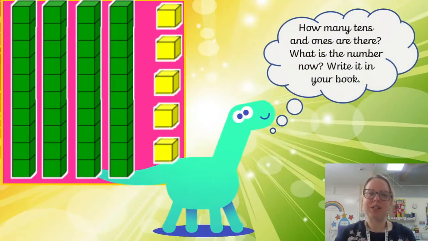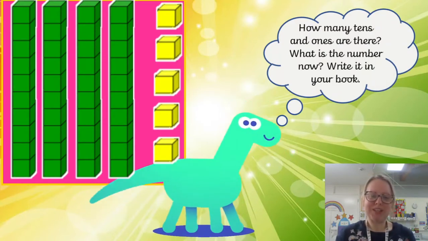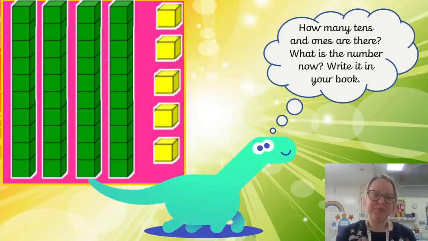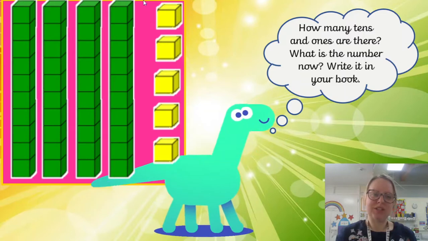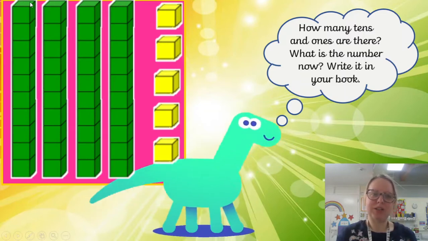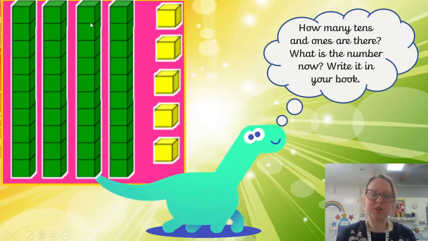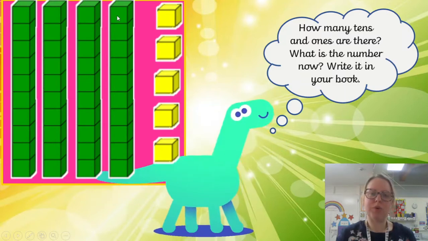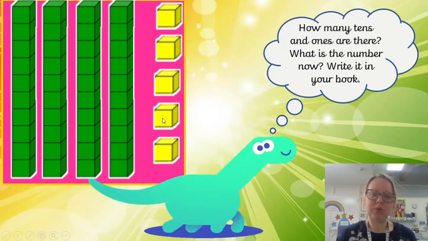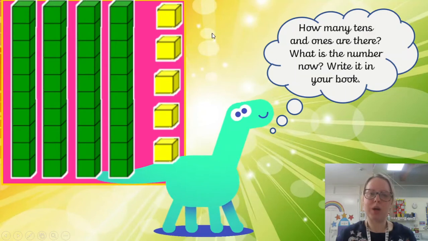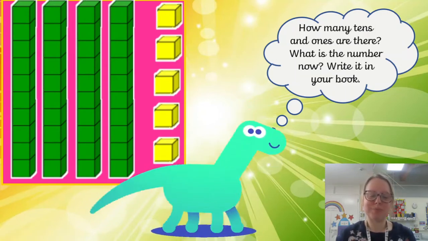Okay, and another one. How many tens and ones are there? What is the number now? Write it in your book for me, please. So we have how many tens? Let's count. 1, 2, 3, 4. We've got 4 tens. And how many ones? 1, 2, 3, 4, 5. 5 ones. 4 tens and 5 ones is what number?